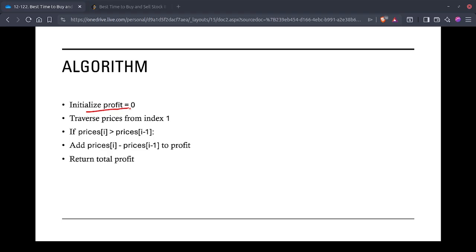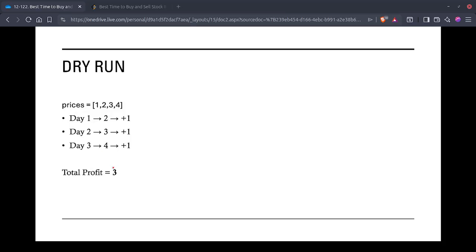So this algorithm is very simple. Initialize the profit equal to 0 and start from day 1. If today's price is higher than yesterday's price, add the difference, prices of i minus prices of i minus 1, to the profit, and finally return the profit. So let's dry run with 1 2 3 4. On day 1 buy, on day 2 sell, profit is 1.